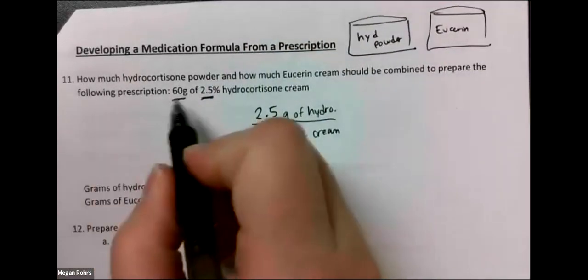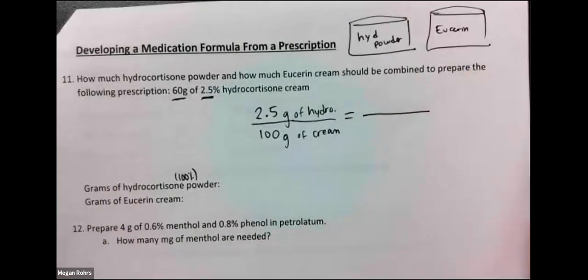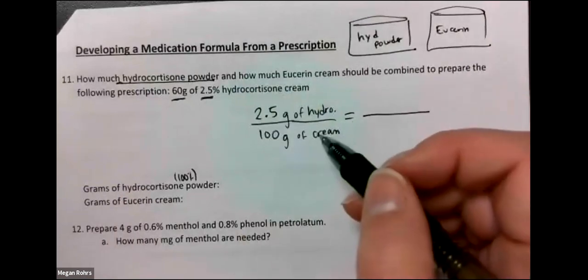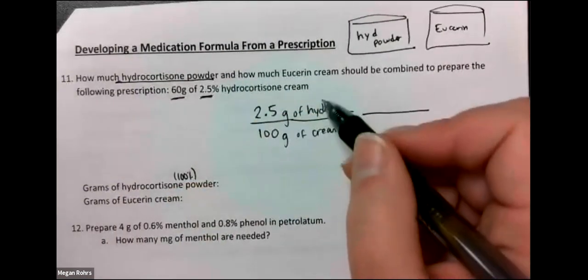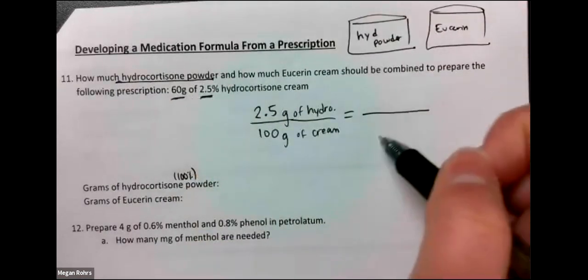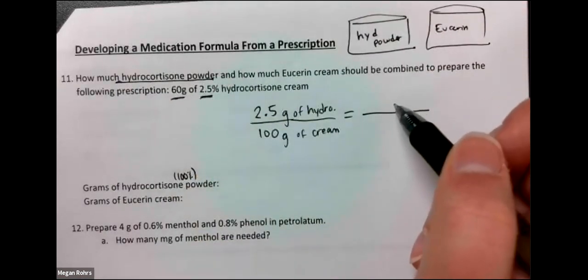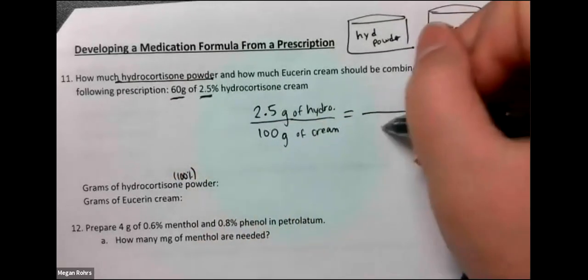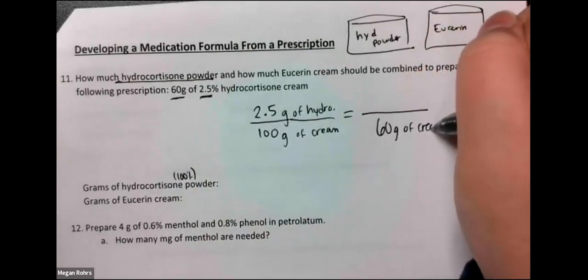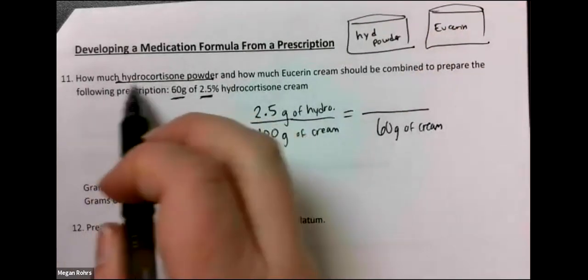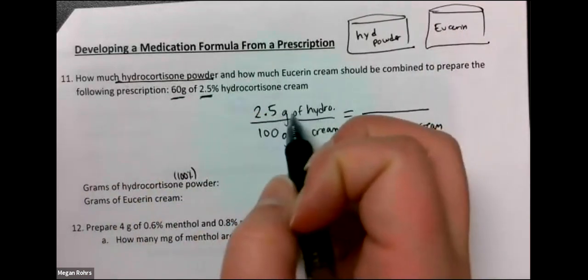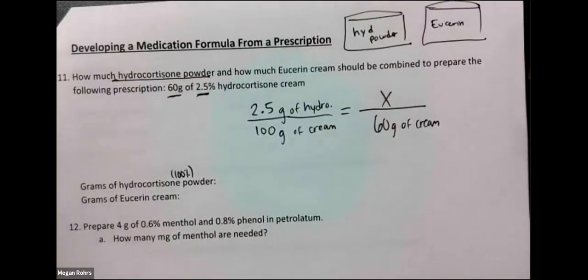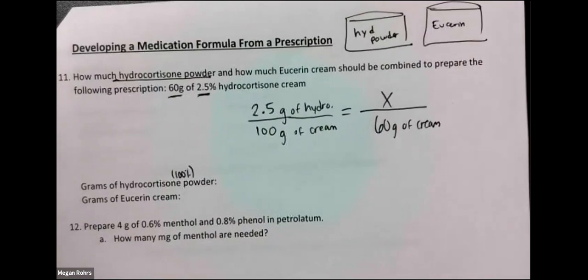Now, we need to make 60 grams total, and it's asking how much hydrocortisone powder we would need. So you need to be able to recognize where the 60 grams would fall on this side of the equation. We need to make a total of 60 grams, so the 60 grams of cream should go on the bottom. And we're looking for grams of hydrocortisone, so our X has to be on top here.